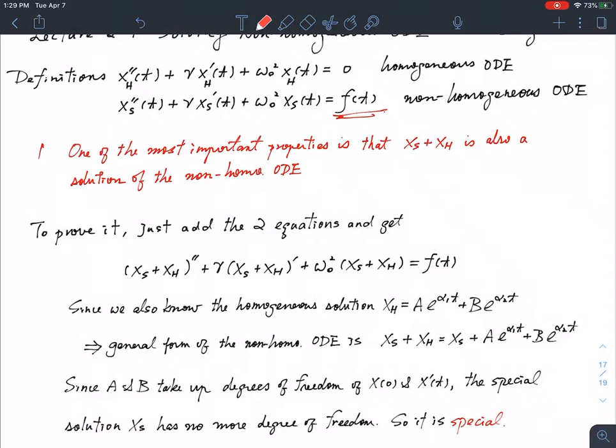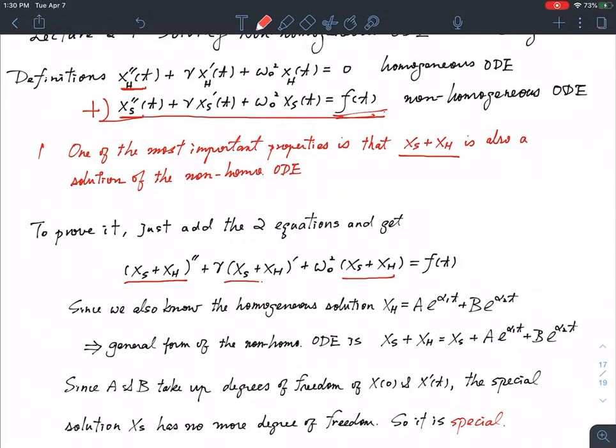First, assume XH is a solution for the homogeneous one, and XS is a solution to the non-homogeneous equation, and otherwise they have the same form. Then we can show that even the superposition is also a solution of the non-homogeneous differential equation. You can show that easily just by adding these two together. On the left-hand side, the two functions are added together. On the right-hand side, 0 plus f is also f.